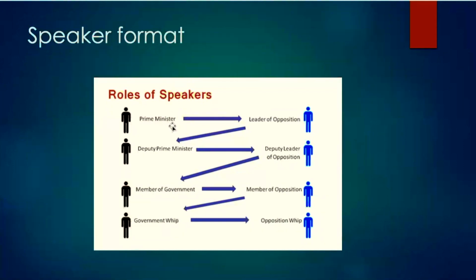So first of all, from the government side, the prime minister will speak for the topic, and then the leader of opposition will speak against the topic, and then comes the deputy prime minister, who will speak for the topic, and then the deputy leader of opposition, who will speak against the topic. So this is basically the first half. After the first half comes the second half. In the second half, first of all, we have member of government.